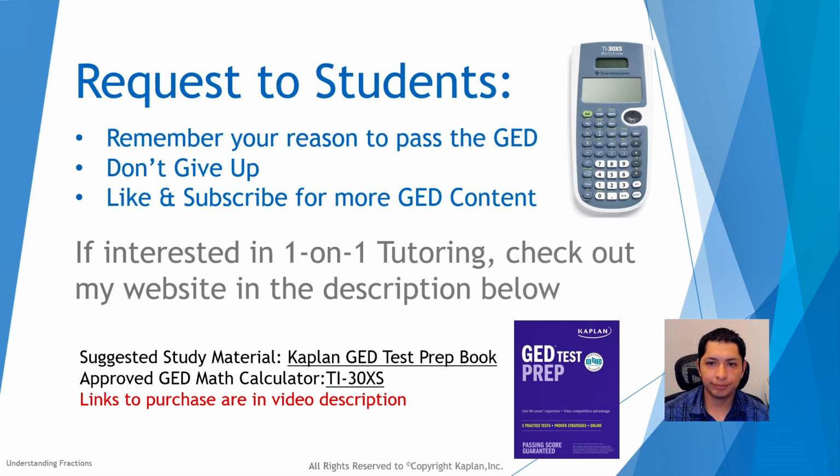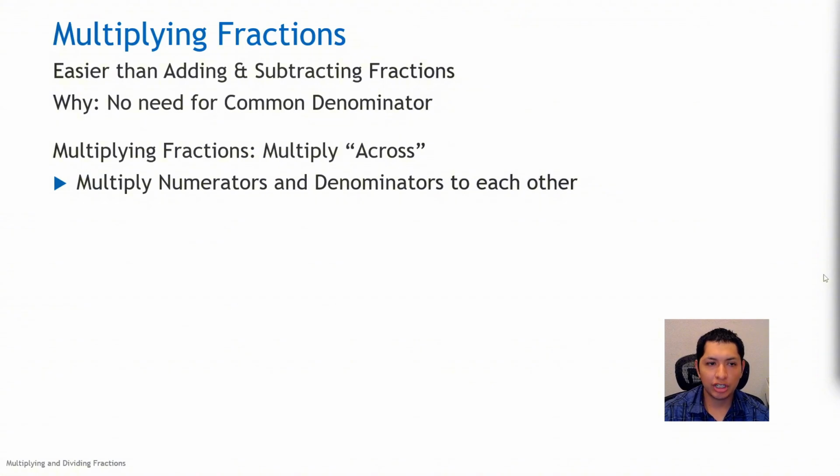All right, let's get started. Multiplying fractions can be argued is easier than adding and subtracting fractions, which may seem a bit odd because multiplying whole numbers can be argued is harder or more complex than simply adding or subtracting numbers. But the reason that it is simpler in fractions is because you do not need a common denominator, which was mentioned in the adding and subtracting fractions lesson.